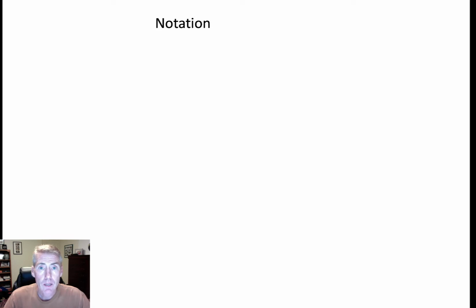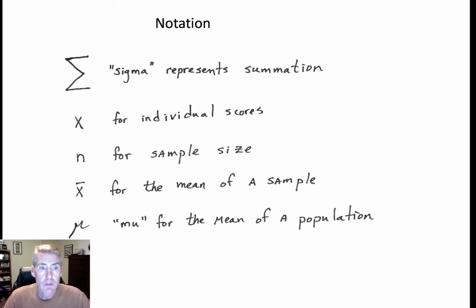Here's some notation, and I hand wrote this because I prefer to write out the math symbols by hand. The first one is called sigma, and in math we use that for sum, or adding things up. Then x would be the individual scores, like the individual ages. N is the sample size. In that last example there were 6 ages, so n would equal 6. And the average we found is not the average for everybody, it's just the average for 6 people, so that's called the mean, and the symbol is x with a bar over it.